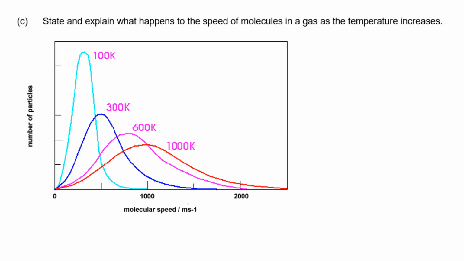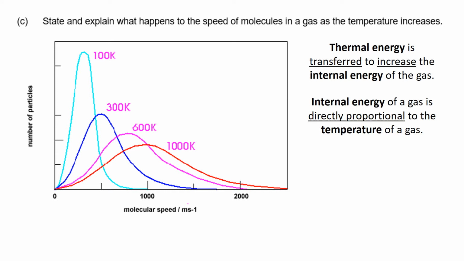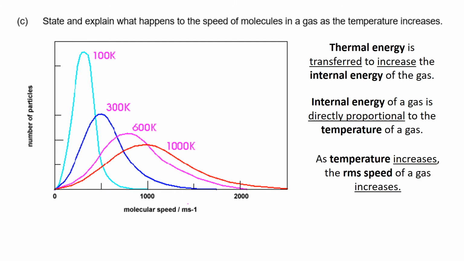So in terms of what's happening when we heat something, thermal energy is being transferred to increase the internal energy of the gas. That's the energy exchange going on. And we know that internal energy is directly proportional to the temperature. So as temperature increases, we know internal energy is increasing. So the impact of that is that, as we can see from the graph, if we increase temperature, the RMS speed of a gas is increased.